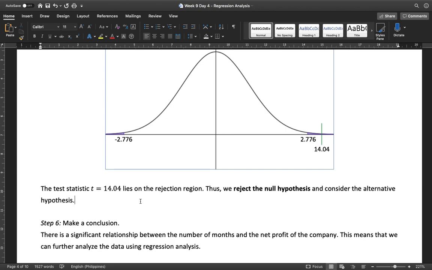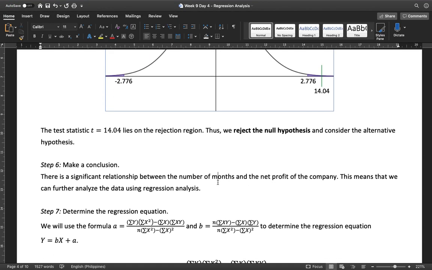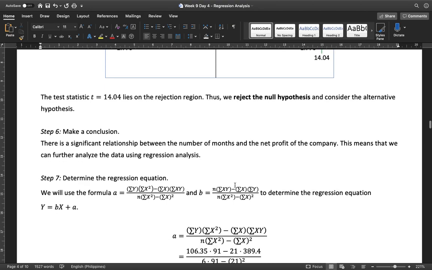Ano nga ba yung alternative hypothesis natin? Merong significant relationship between the number of months and the net profit of the company. So, nalaman natin na may significant relationship pala silang dalawa. So, kapag alam na natin may significant relationship sila, pwede natin gawin yung regression analysis. So, actually, di pa tayo nag-i-start ng regression analysis. Ito, ginawa lang natin yung steps 1 to 6 para malaman natin kung significant yung relationship nila. Yun yung previous discussion natin. Dito sa step 7, saka pa lang mag-i-start yung regression analysis.